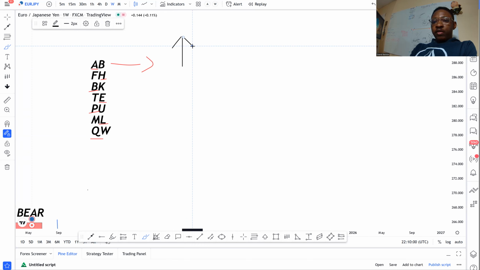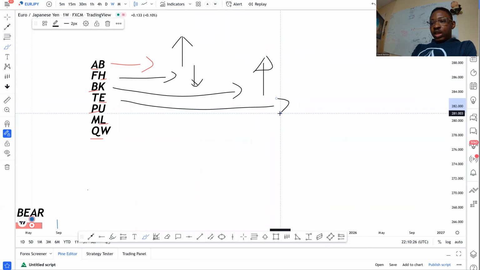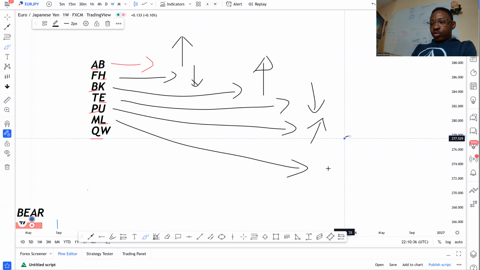All right, so for FH, if H is the stronger team, because H is the second team, or team B, it will push the market to the downside, or FH will go to the downside. For BK, it will push up because B is the stronger currency, which is the first currency or the first team. For TE, the market will push down. PU, the market will push up. ML, the market will push down.